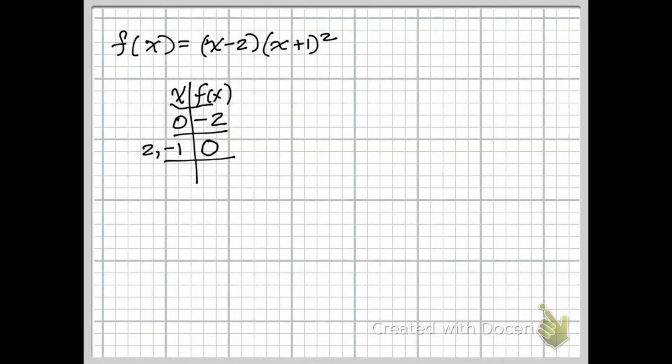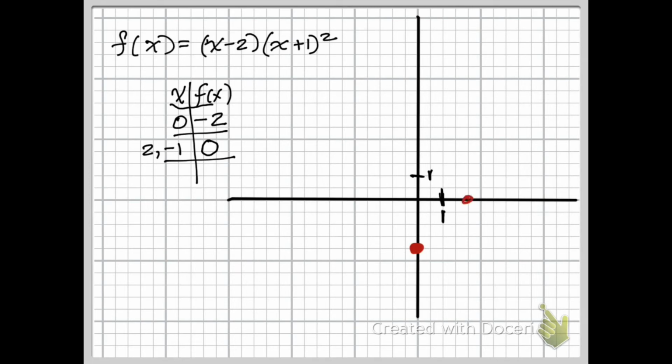All right, now using the table, we have some points to plot. And we're also going to know the left-hand, right-hand behavior from the function that's given. So I've got point (0, -2). And let me establish my scale here. I'm going to do my scale like this, 1, 1, like that. Okay, so (0, -2) with that scale is going to be here. And that's going to be my y-intercept.